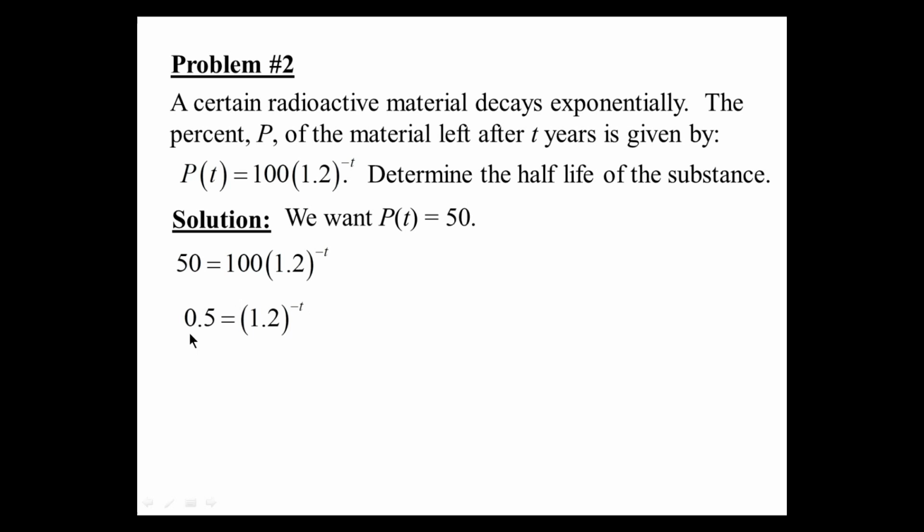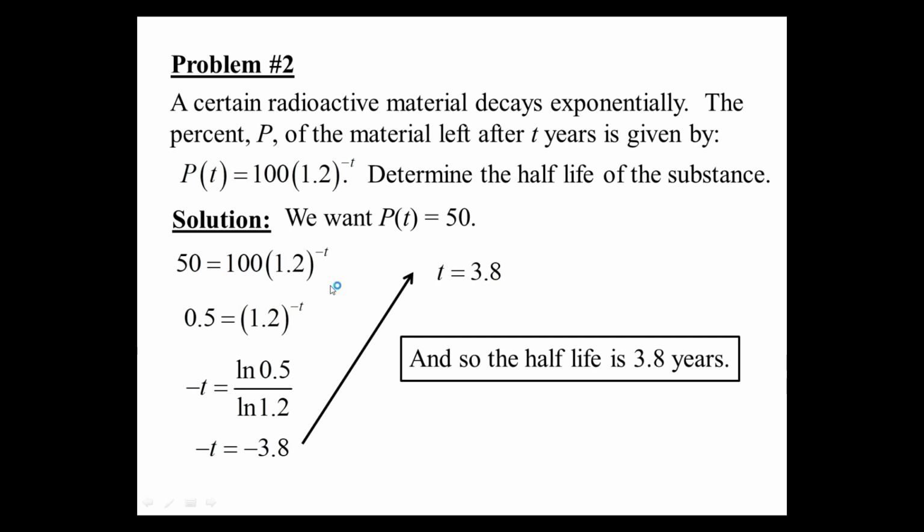Now, in this configuration, learn this configuration. A number equals a number raised to an exponent. If you want the exponent solved, you take the exponent and equate it to ln over ln. So in this case, negative t equals ln 0.5 over ln 1.2. And that tells us on a calculator about negative 3.8. And so t is 3.8. And that would be the number of years it takes for this substance to cut itself in half. About 3.8 years.